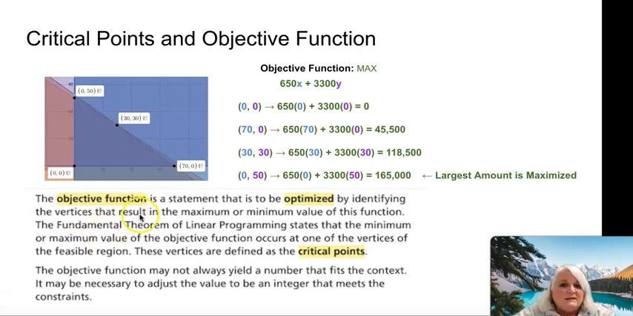The objective function is a statement that is to be optimized by identifying the vertices that result in the maximum or minimum value of this function. The fundamental theorem of linear programming states that the minimum or maximum value of the objective function occurs at one of the vertices of the feasible region. These vertices are defined as the critical points. The objective function may not always yield a number that fits the context. It may be necessary to adjust the value to be an integer that meets the constraints.